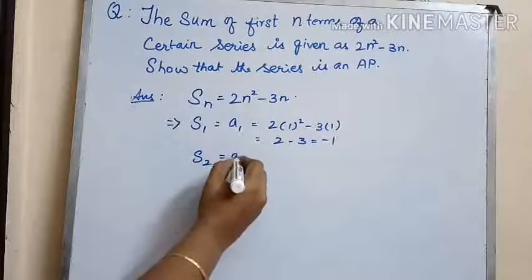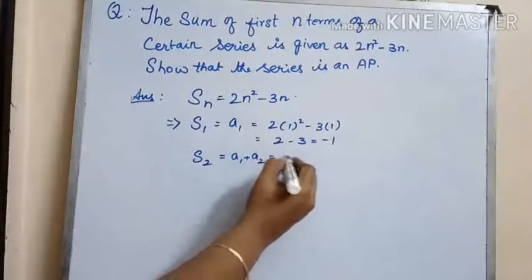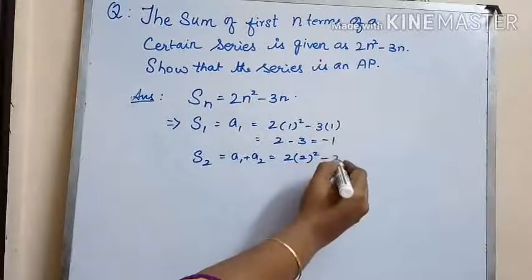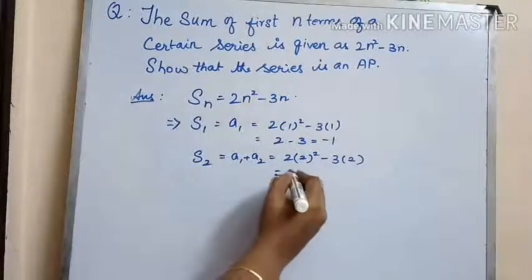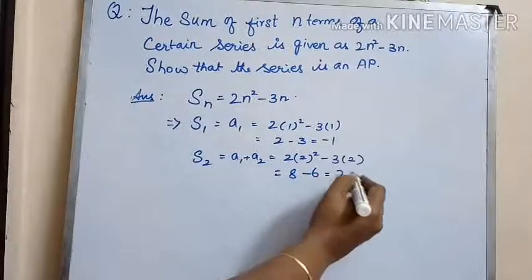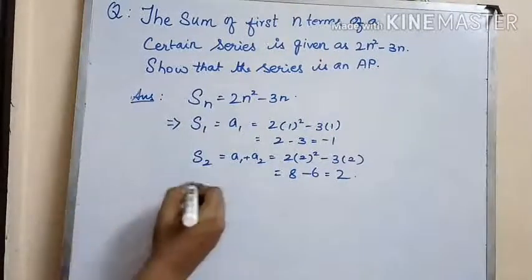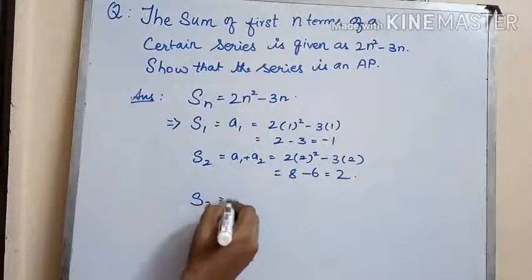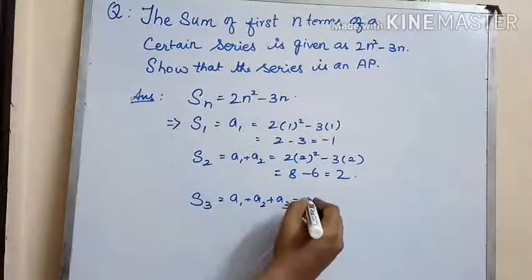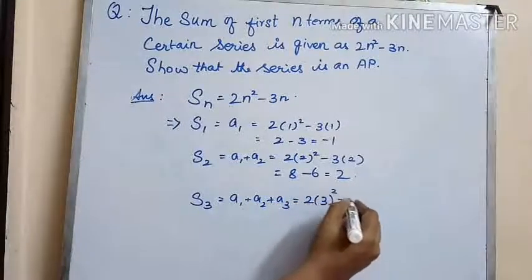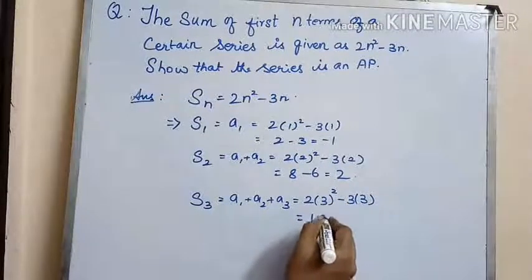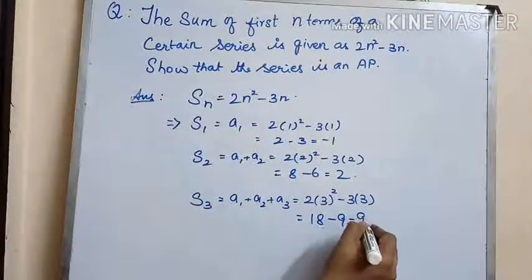S2 is equal to the sum of two terms, A1 plus A2, which is equal to 2 times 2 squared minus 3 of 2, which is 8 minus 6, which is 2. S3 is equal to A1 plus A2 plus A3, which is equal to 2 times 3 squared minus 3 times 3, which is 18 minus 9, equal to 9.